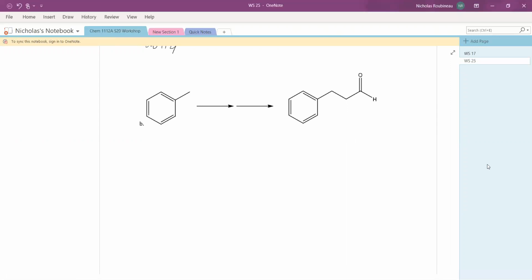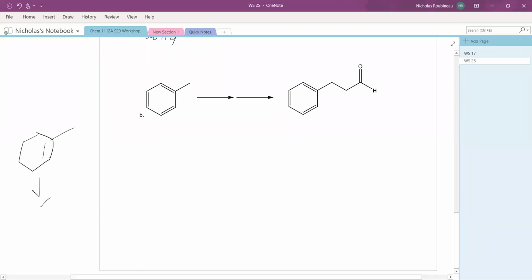Yeah, that's correct. So the NBS, H nu reaction, I'll just put it over here. It does allylic bromination. So it could add the bromine right next to the double bond, because it's a radical mechanism and it will form the most stable radical and then add the bromine there.